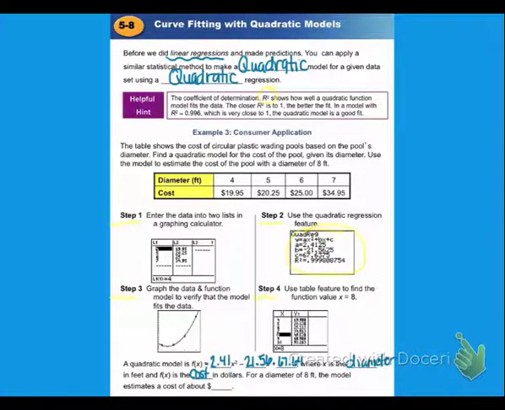So for a diameter of 8 feet, the model estimates a cost of about, and this is what we found also in the video, $49.54. And again, we can see that right here also in our table. $49, and if we round it to 2 decimal places, 4 cents, $49.54.